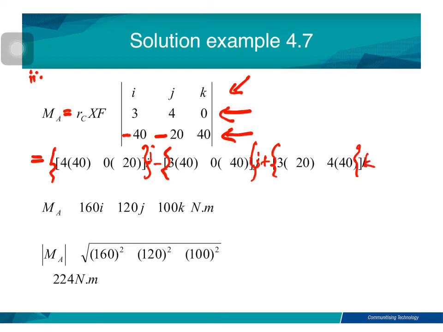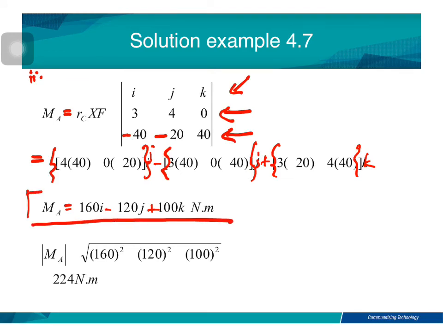Right, so you can solve the MA is equal to 160 minus 120K plus 100K here. So now you can get, this is the vector.